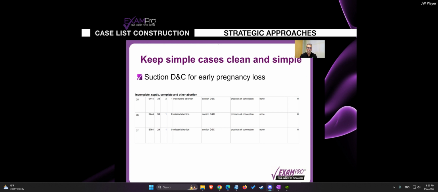Now, some people will try to define a missed AB on paper, but that's a wonderful question to talk about in the exam. How did you diagnose this missed AB? And then you get into the patient's presentation, the criteria for a missed AB, which you should be familiar with. They are listed in the ACOG practice bulletin on early pregnancy loss. So again, these are straightforward and relatively easy cases, and they should look clean and simple on your list.